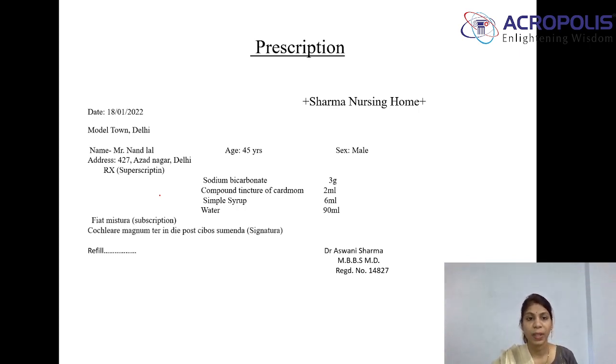Sharma Nursing Home, date is 18th January 2020. Name of the patient is Mr. Nandlal, age 47 years, sex male. Here, Rx is the superscription. Next, inscription: sodium bicarbonate 3 gram, compound tincture of cardamom 2 ml, simple syrup 6 ml, and water 90 ml. Next is the subscription, signature, and the registration number of the prescriber.